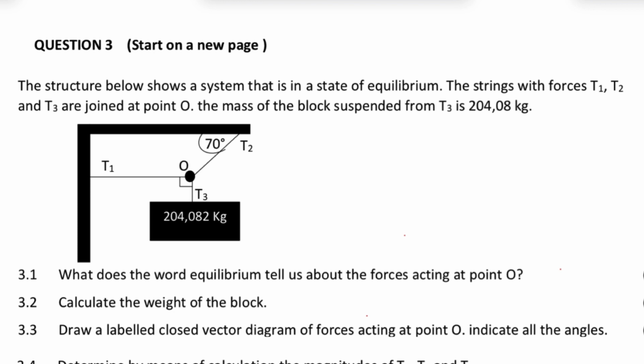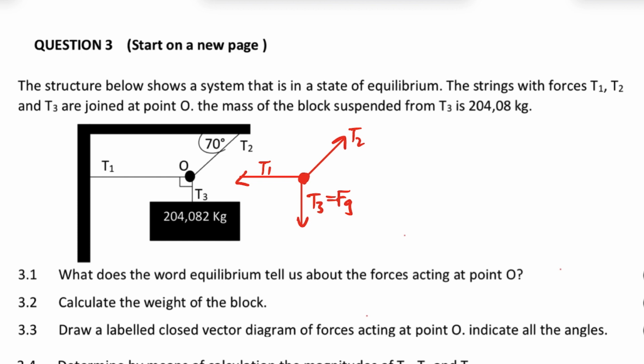Let me draw the free body diagram. It's not asked here in the question. So the free body diagram will have T2 there, and then T1, and then the gravitational force there, which is T3. The gravitational force there is equal to T3. T3 is the tension, but that tension is pulled by the weight of that mass.